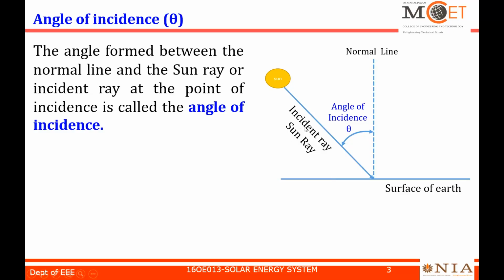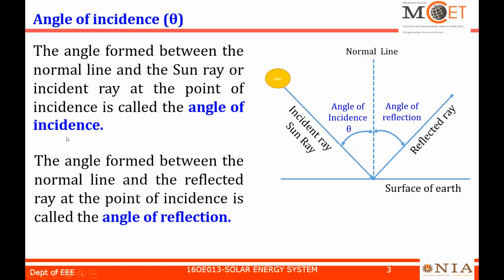As we all know, the sun's ray falling on a particular point on Earth's surface will be reflected. It's called a reflected ray. The angle between the reflected ray and the normal line is called the angle of reflection. So the angle formed between the normal line and the reflected ray at the point of incidence is called the angle of reflection.